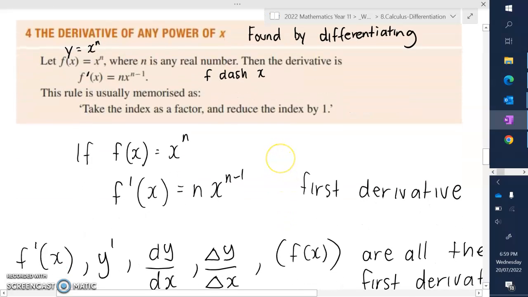So there's the rule written again. If f of x is x to the power of n, f dash of x, which is our derivative, so we've differentiated f of x to become f dash of x, the n goes to the front, we've still got our x, and we get n minus 1. And we're going to have a go at some examples of that in a second.